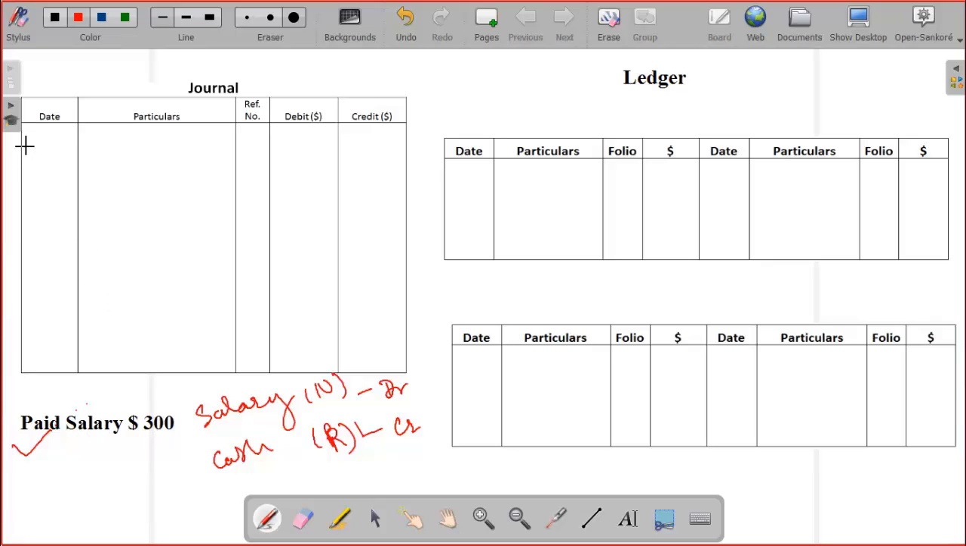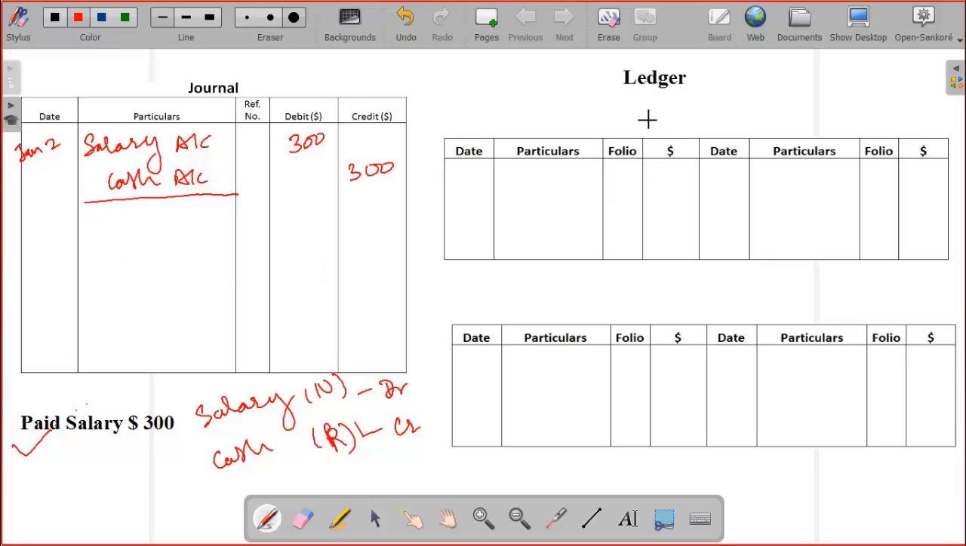Now see, suppose this transaction is conducted on January 2nd. So first write down the date, then record the debit item, and here the debit item is salary. So write down salary $300, and the credit item is cash. So write down cash account $300, and this is the entry for this transaction. Agree?